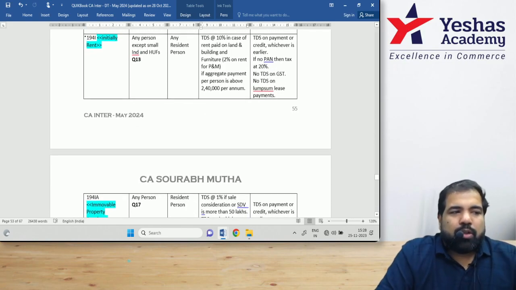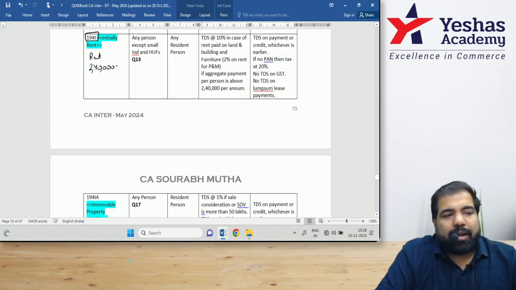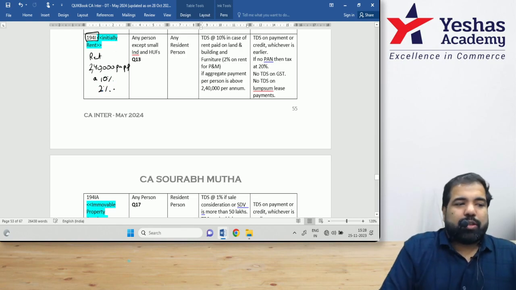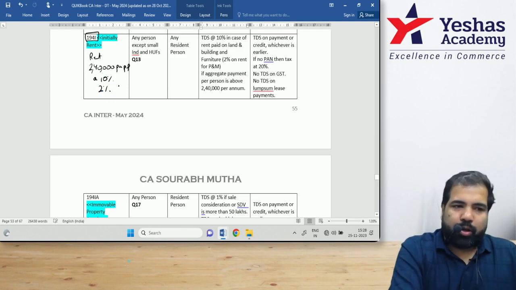Guys, initially you never buy. Initially you always rent. So whenever you're paying rent which is more than 2 lakh 40,000 per annum, it is per person, not per category. TDS at what rate, guys? 10%. If it's plant and machinery, then 2%. Also, this does not apply to small individual, small HUFs.